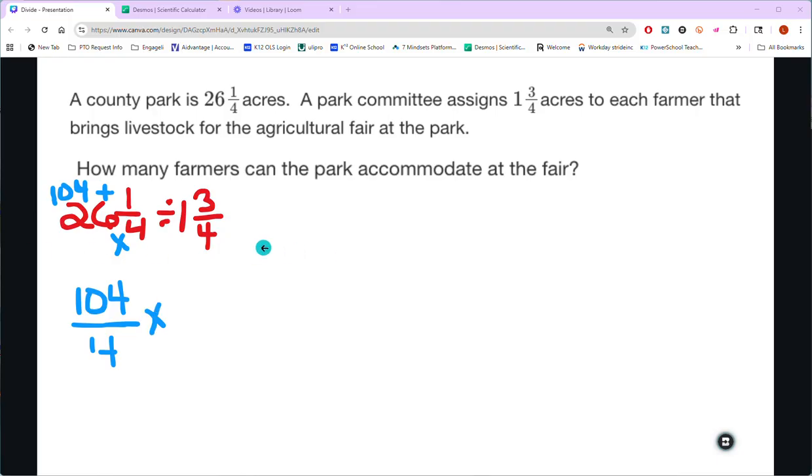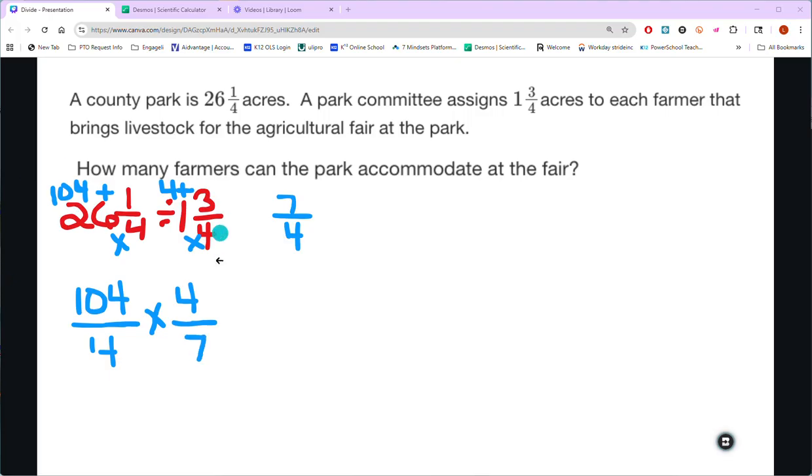And then I will multiply again the denominator and the whole number. So I get 4 times 1 is 4. And then I need to add this to 3 to make it 7. So this becomes 7 over 4. But I have to flip this fraction. And so my 4 becomes my numerator, and the 7 becomes my denominator.